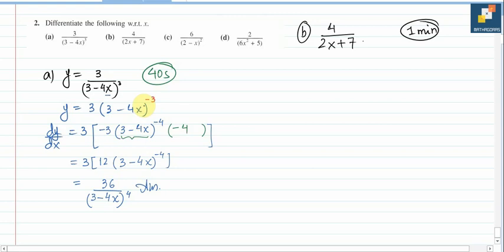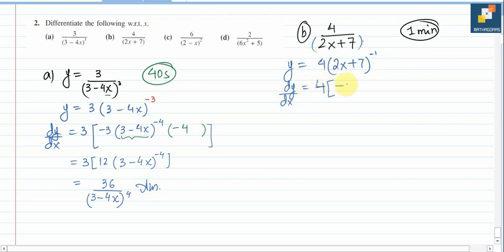All right. For part B, y equals 4 over (2x plus 1). If we shift 2x plus 1 in the numerator, that will be minus 1, right? 2x plus 1 is just one expression. After that, we can start the differentiation. First we need to write down the power. 4 stays as it is outside the bracket.